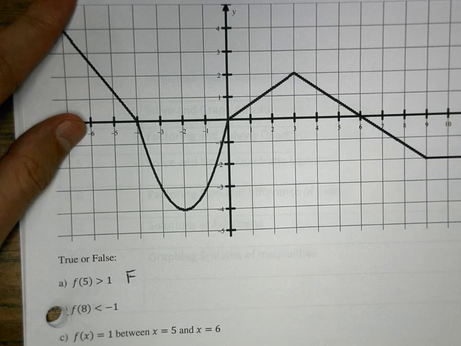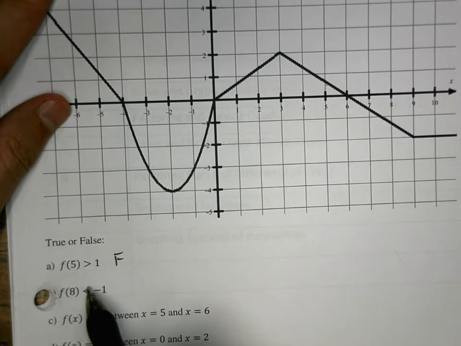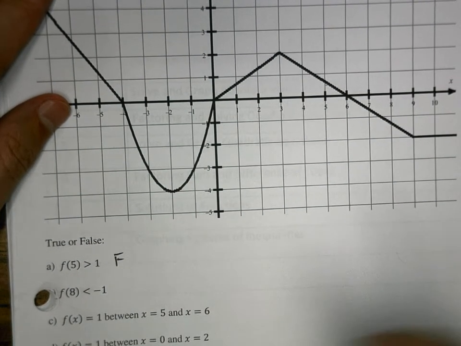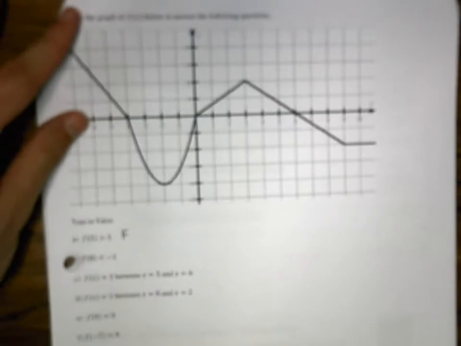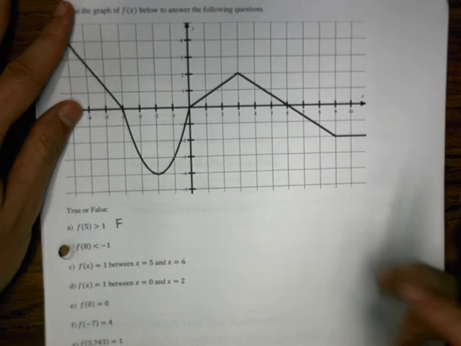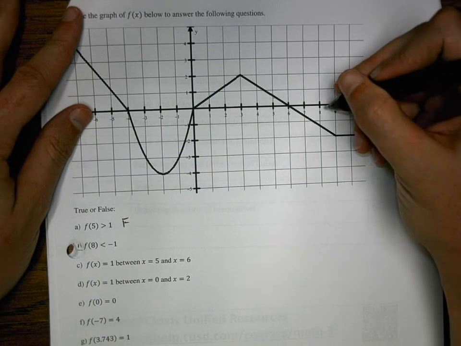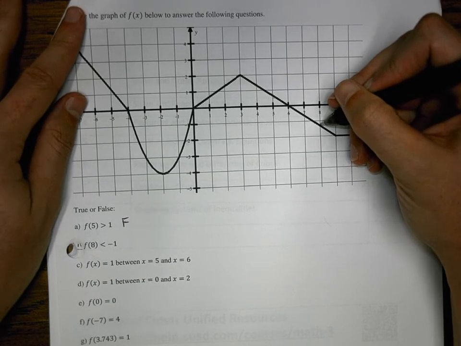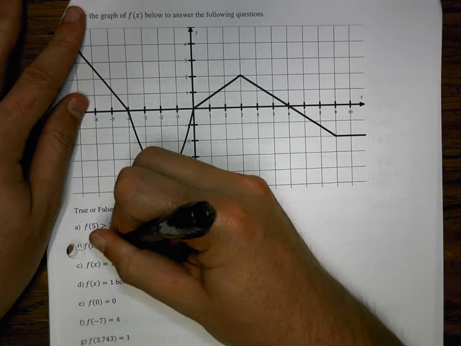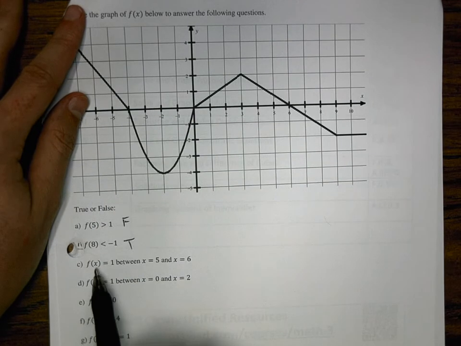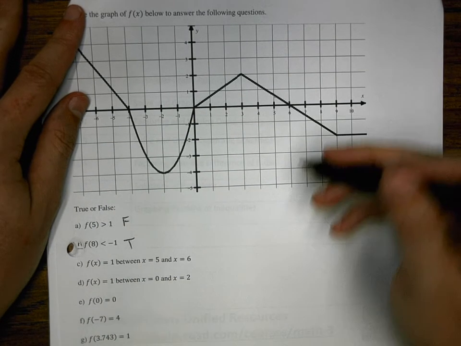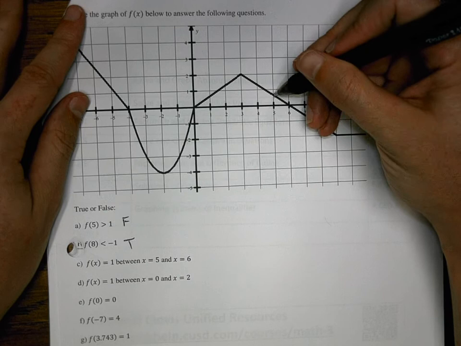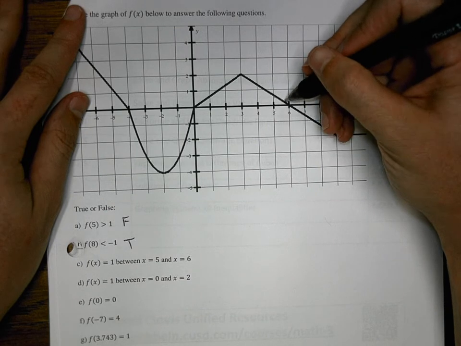F of 8 is less than negative 1. Zoom out here. So I go to 8. Here's 8 right here. My graph is at negative 1 point something. That is less than negative 1, so that is true. F of x equals 1 between 5 and 6. So between 5 and 6, it's less than 1 here, less than 1 here, so this is false.